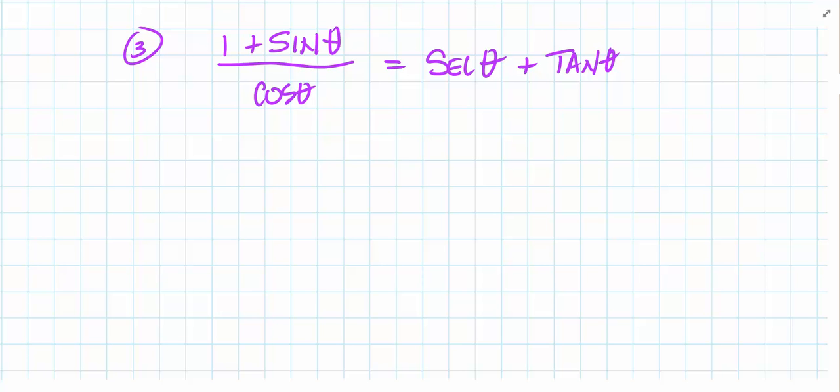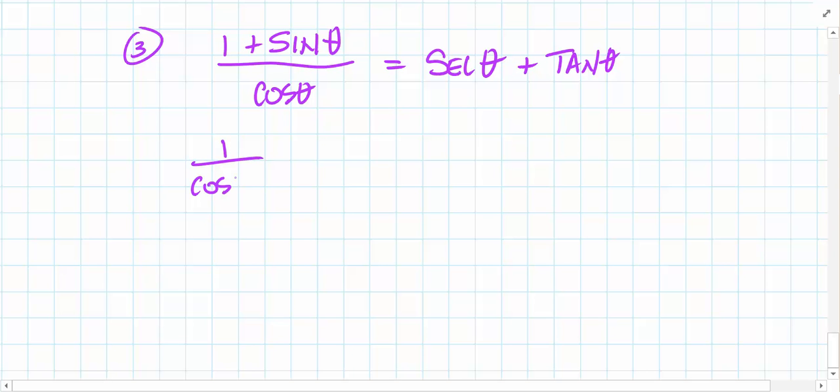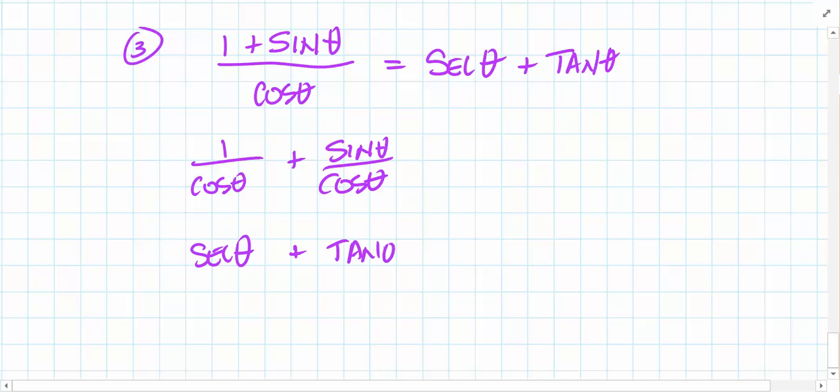Okay, go ahead. So first you take the left and you can split it at the plus sign. Make it 1 over cosine theta plus sine theta over cosine theta. And 1 over cosine theta equals secant theta. Yeah, 1 over cosine is secant theta. Very good. And then sine theta over cosine theta is tan theta, which is exactly what you're looking for. So that was pretty easy if you go from that side.